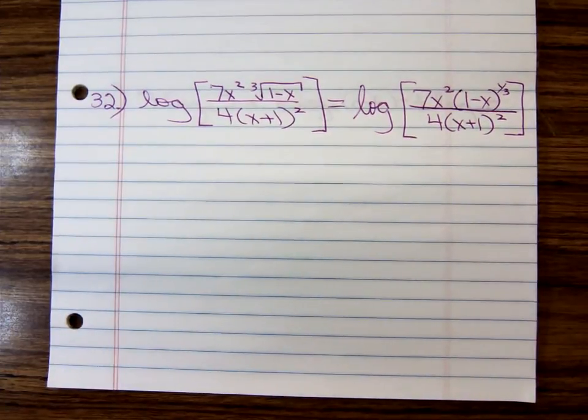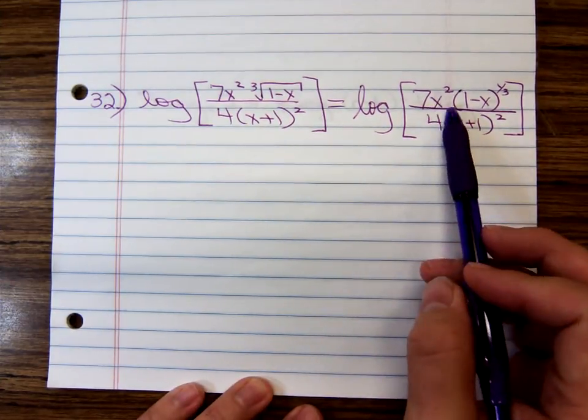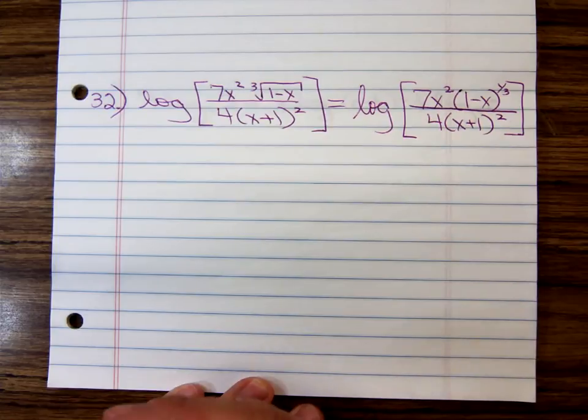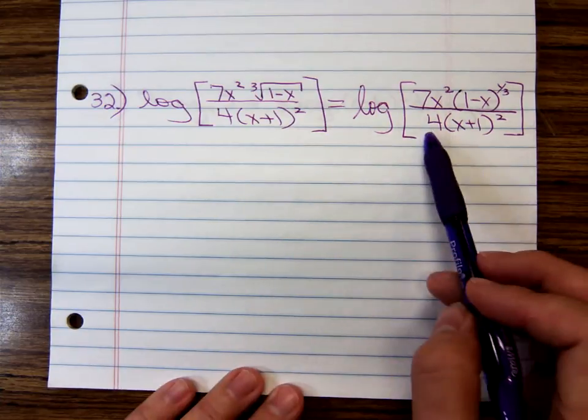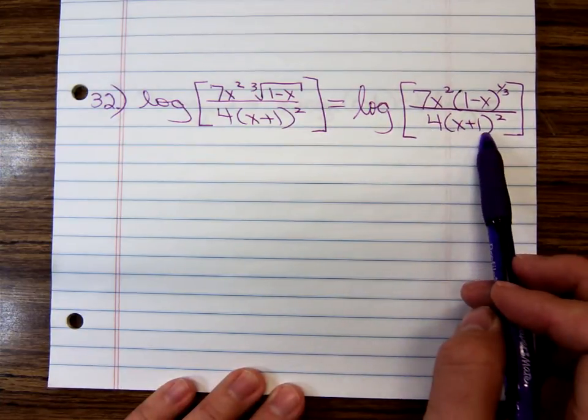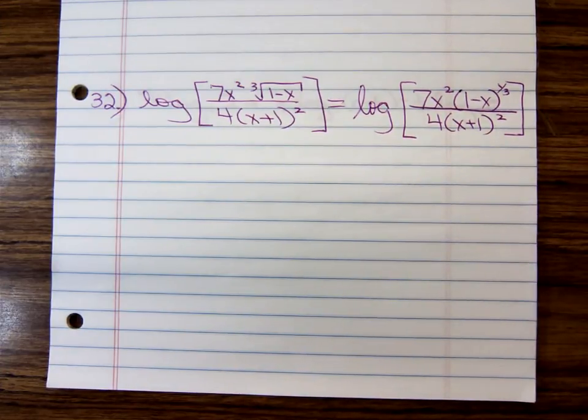How many separate logarithms will we need? How many distinct factors do we have in this argument? Let's get started. Let's do the numerator first. How many distinct factors do we have there? 3. 7 times x squared times 1 minus x to the 1/3. So there are 3 distinct factors on top. How many on bottom? 2. 4 times x plus 1 squared. So that's 2. That means we need a total of 5 logarithms.